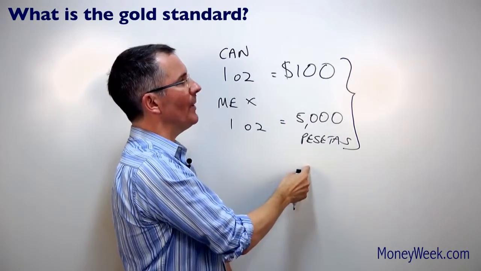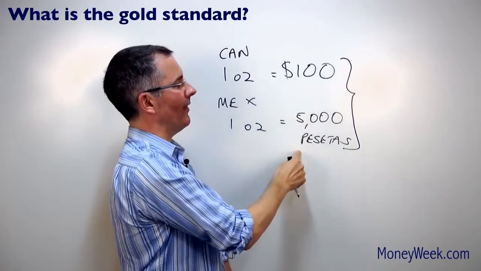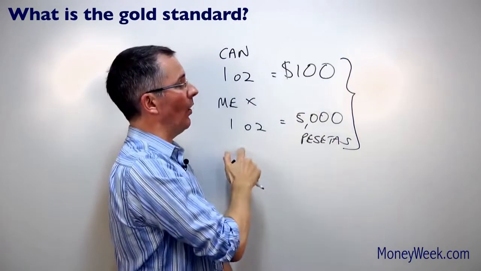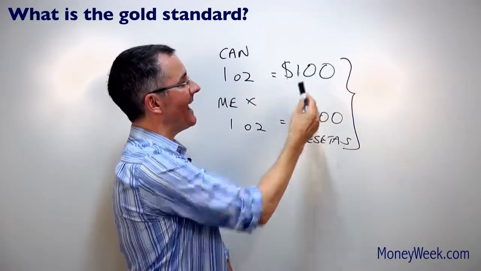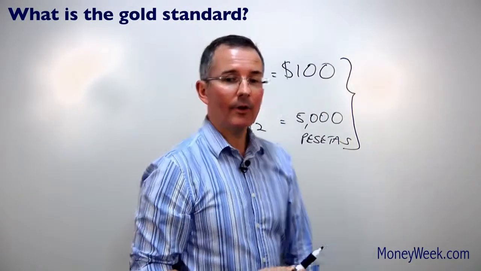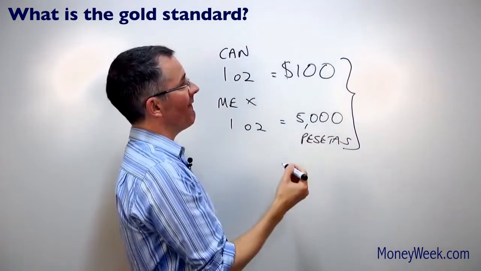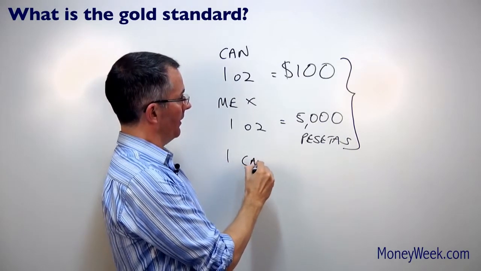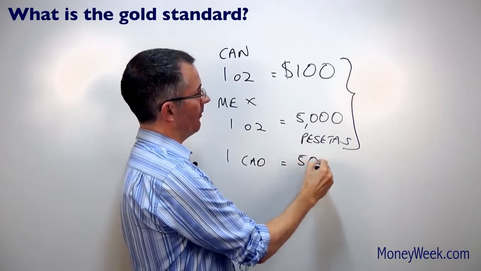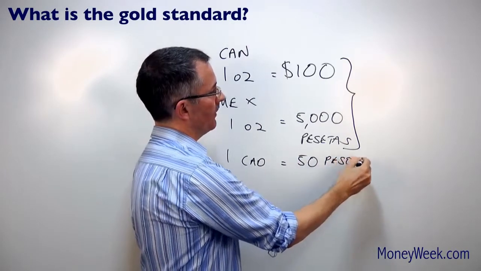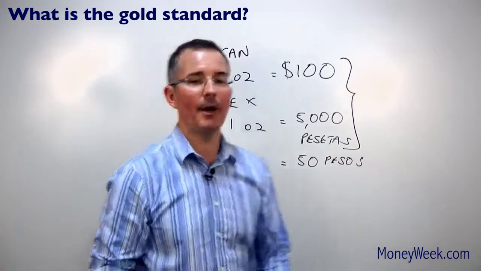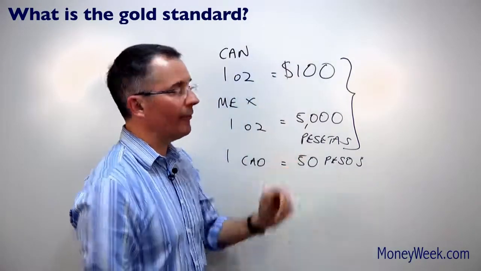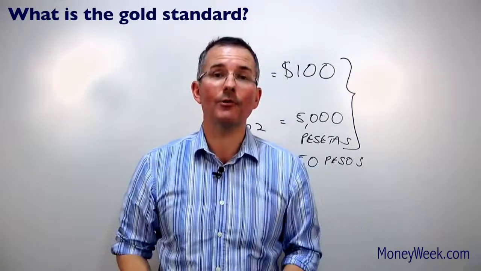You could say, well, almost QED, if that's fixed and that's fixed, so in other words, these currencies are pegged to gold, then the exchange rate between Canadian dollars and the Mexican currency must be 50 to 1. So you could say, well, on that basis, 1 Canadian dollar equals 50 pesos. I think it's a better way to describe it. Okay, you get the idea. So by having a gold standard, you link currencies together. You invoke a kind of fixed exchange rate system.